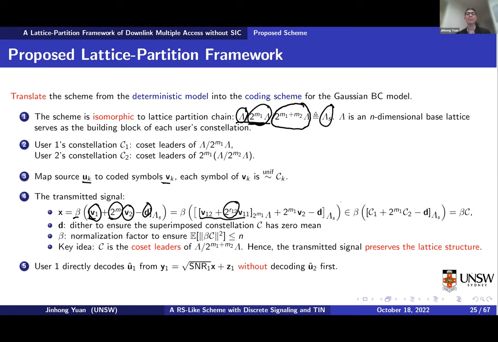Okay, I think I probably did not present it clearly. What I mean by lattice partition is, first, this fine lattice, you do the first level partition. So basically after partition, you have 2^M1 coset. Each coset has a coset leader. That coset leader represents a codeword. So basically, you have 2^M1 codewords. And that codeword is used to represent user one's message. Does that make sense? Yes.